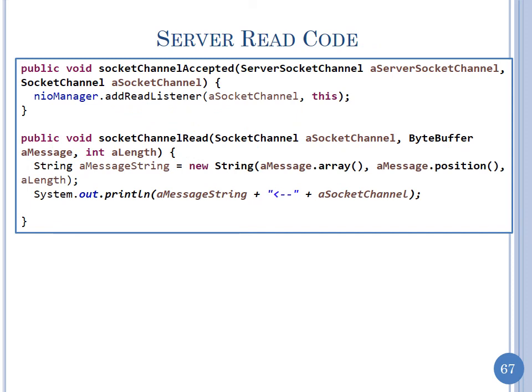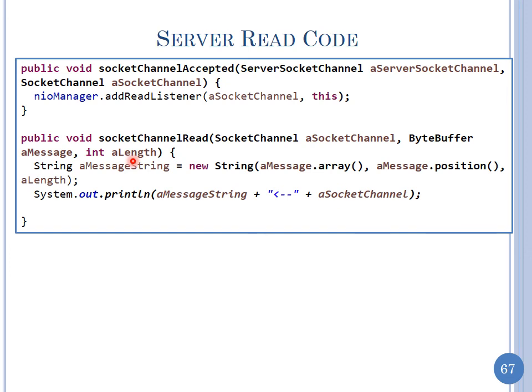And let's now look at the read code. I told you this earlier, but I didn't show you that the accept listener goes and gets the newly connected server socket channel and adds a read listener to it, passing itself to it because it's also a read listener object. And here's the listener method, the callback for read. It gets the channel on which it was read, the byte buffer that the NIO manager maintains, and how many bytes are in the payload.